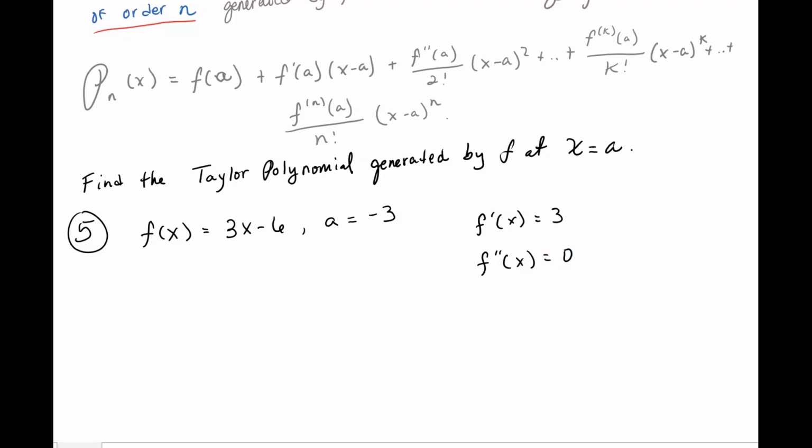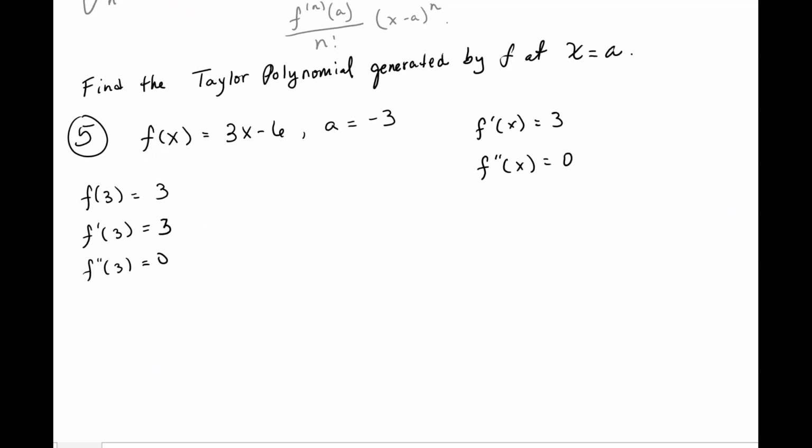Let's take a look and see what we get. F of 3 is going to be 3 times 3, which is 9 minus 6, which is 3. F prime of 3 is just going to be a constant, which is 3. And f double prime of 3 is just 0. So now we have enough information to write out our Taylor polynomial p sub n of x. So what does that look like? Well, that's going to be, let's see here.